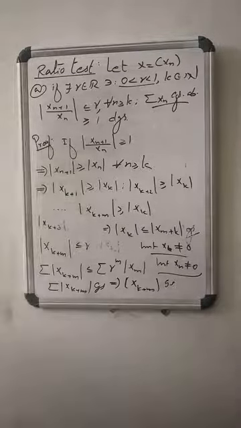If modulus of xn plus 1 by xn is less than or equal to r, where r lies between 0 and 1, then it absolutely converges. If it is greater than 1, then it diverges. Modulus of xn plus 1 by xn greater than or equal to 1, then it diverges. Okay, right.